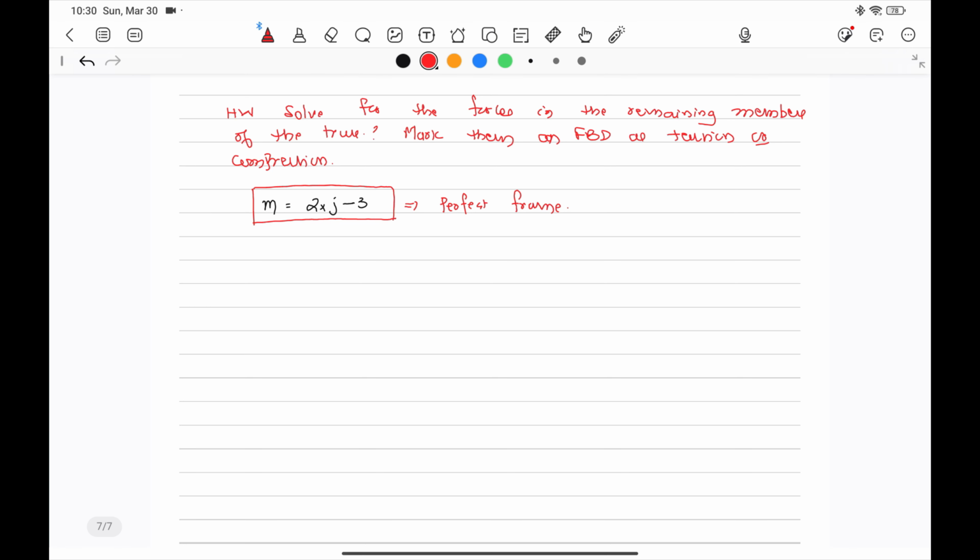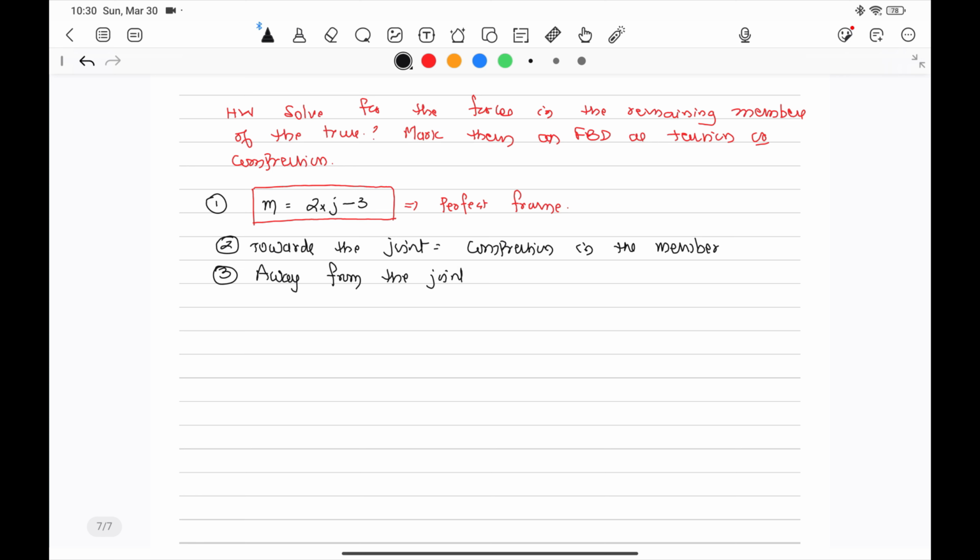Second is towards the joint, we treated it as compression in the member. Third is away from the joint, we treated as tension in the member.